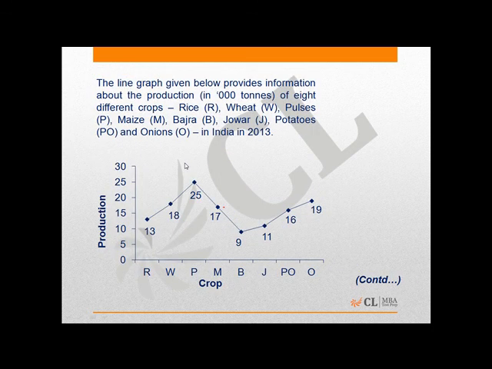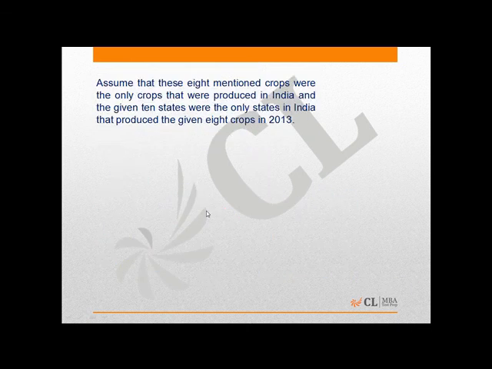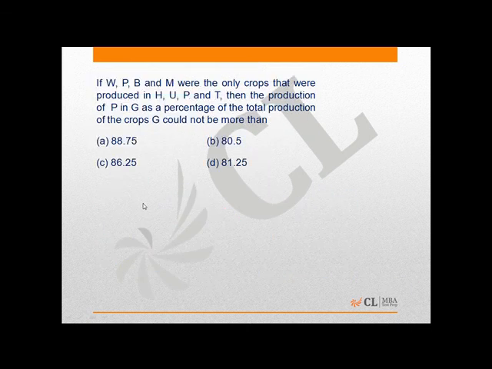we have 18, 25, 9 and 17. So W plus P plus B plus M is 18 plus 25 plus 9 plus 17, which is 69.